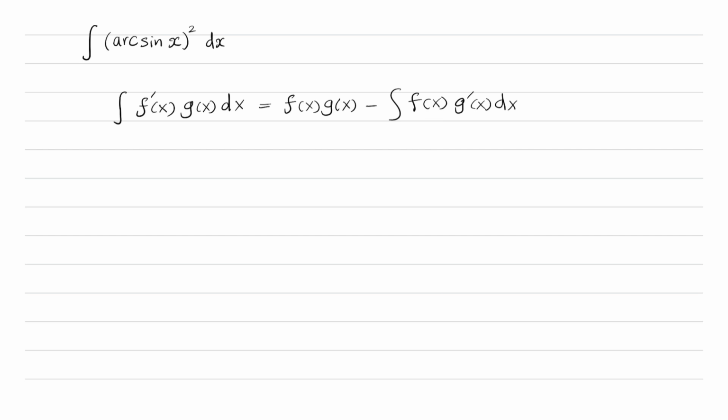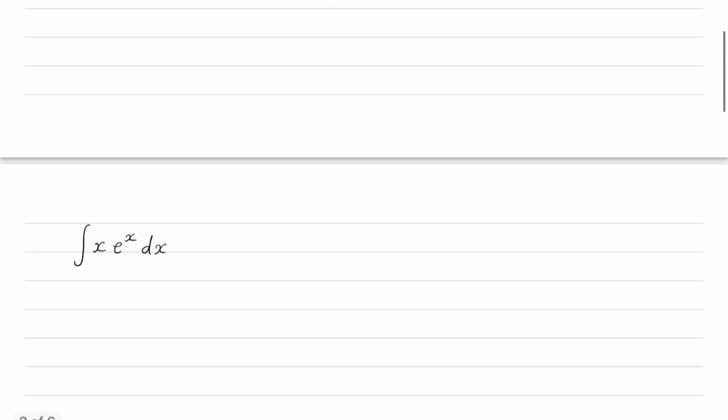You can also write this as the integral of u dv equals uv minus the integral of v du. Well, here u is g and dv is f prime dx, and v is f and du is g prime dx. So these are two standard ways of writing this formula. So before I compute the integral of interest, the first integral, let's see a few easier examples.